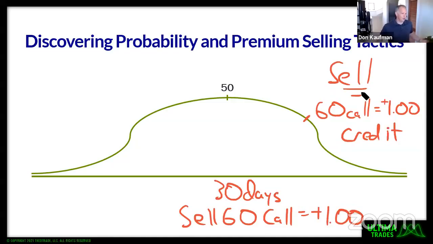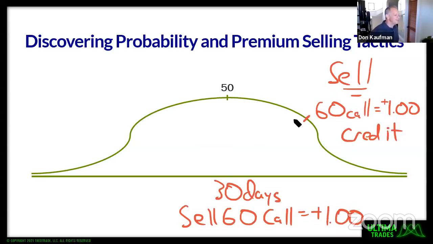Why am I selling a 60 call? I want to collect $1. But selling a 60 call obligates me to give somebody stock at 60. So let's look at this. Why would you want to buy a 60 call? You want to buy a 60 call because you think the stock is going to go soaring higher. Why would you want to sell a 60 call? Because even if the stock does go soaring higher, it would have to go above 60 for you to start losing money. Does that make sense to everybody?